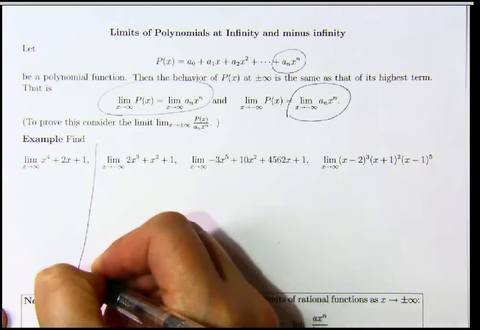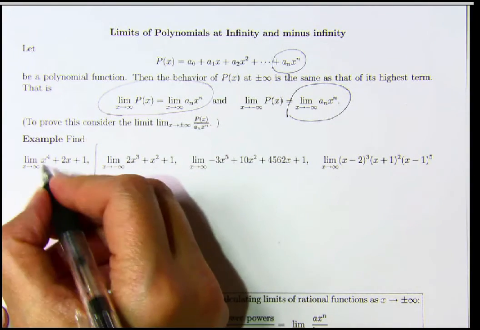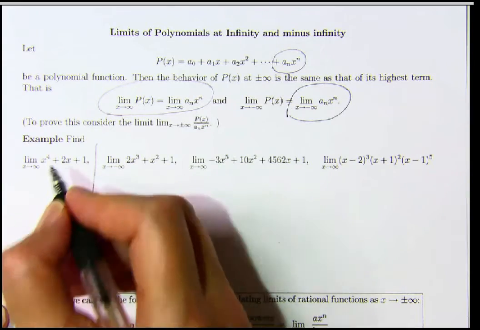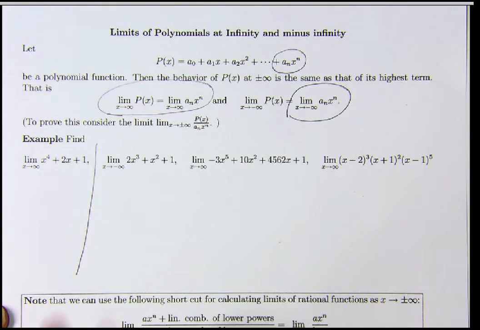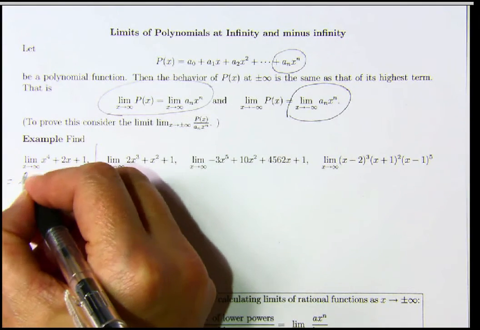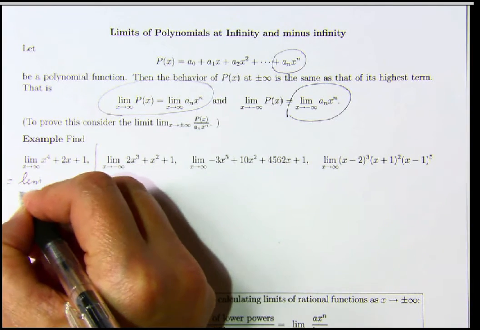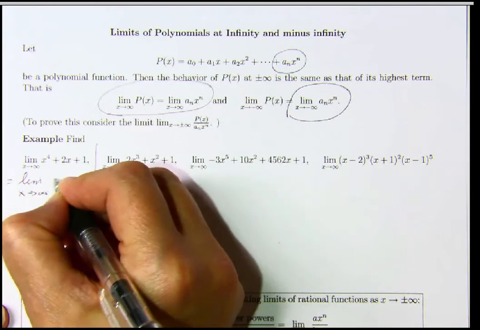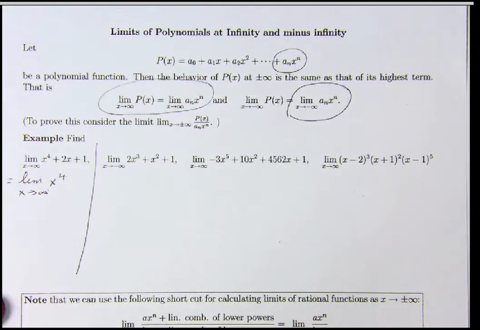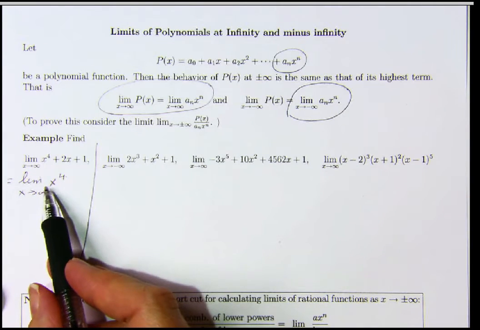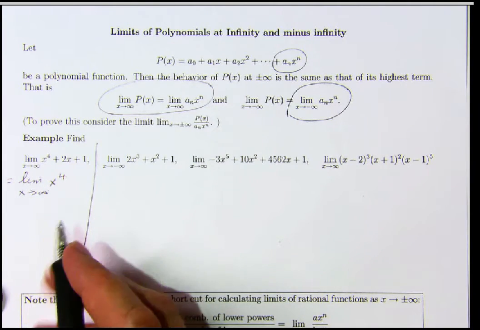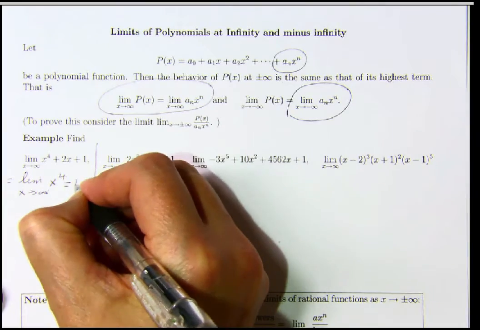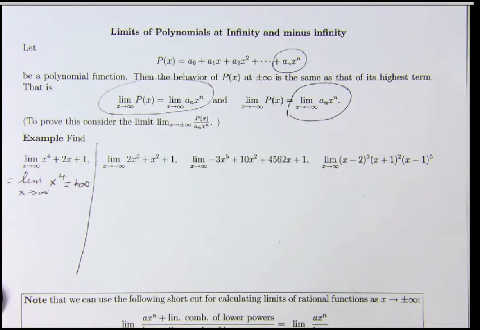So let's try a few examples. The limit as x goes to infinity of x to the 4 plus 2x plus 1. This is equal to, according to this outline, the limit as x goes to infinity of x to the 4, and there's no a_n here, the a_n is 1, so this is just plus infinity.